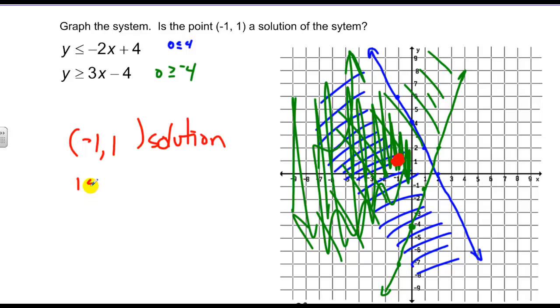I have 1 is less than or equal to negative 2 times negative 1 plus 4. So that's 1 is less than 6, which is true. And then 1 is greater than or equal to 3 times negative 1 minus 4. So is 1 greater than or equal to negative 7, and that's true. So it works. Let's go ahead and do another.